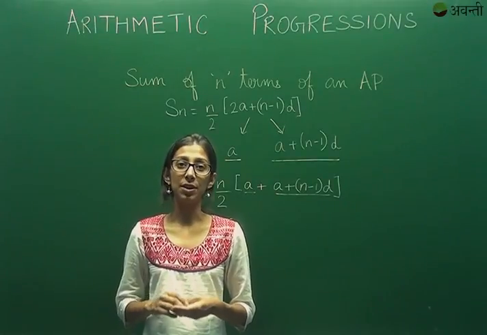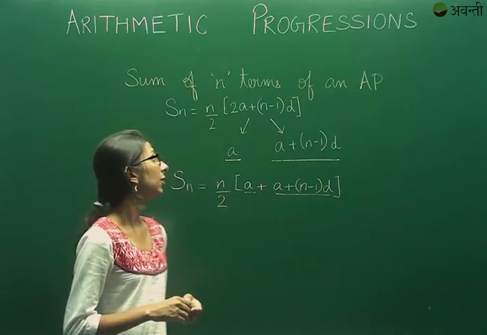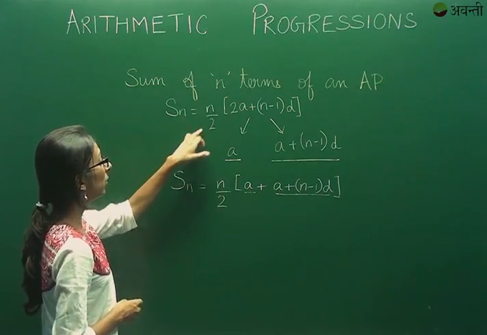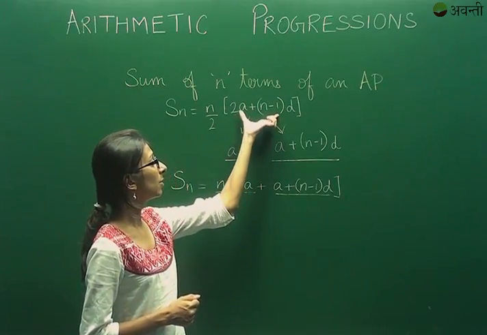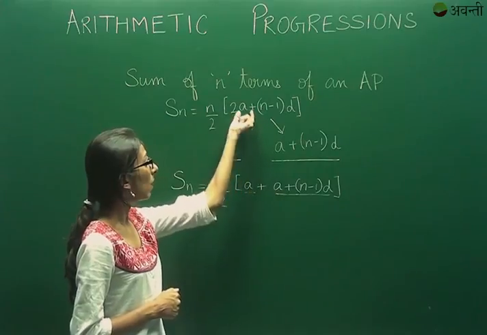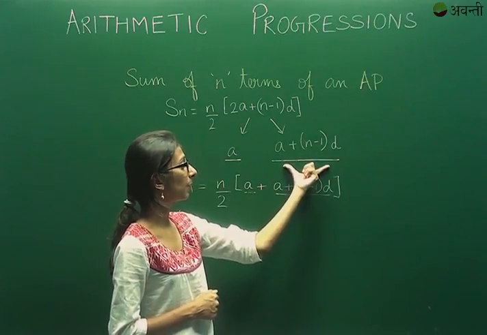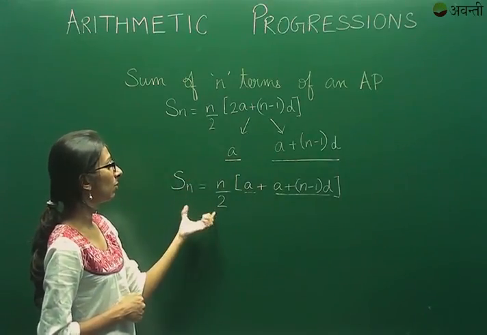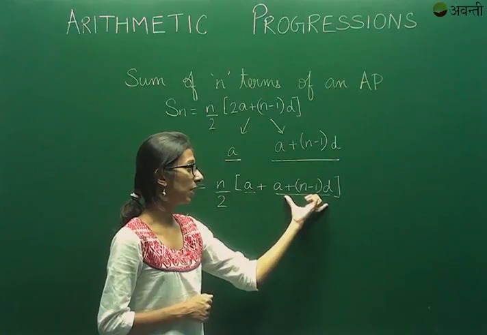So now you must have understood how we calculate the sum of n terms of any AP. The formula for our sum is n by 2 into 2a plus n minus 1 into d. If you look at the term inside the bracket, this term basically consists of two parts. One part being a, the other part being a plus n minus 1 into d. And then I can write my formula as n by 2 into a plus n minus 1 into d.